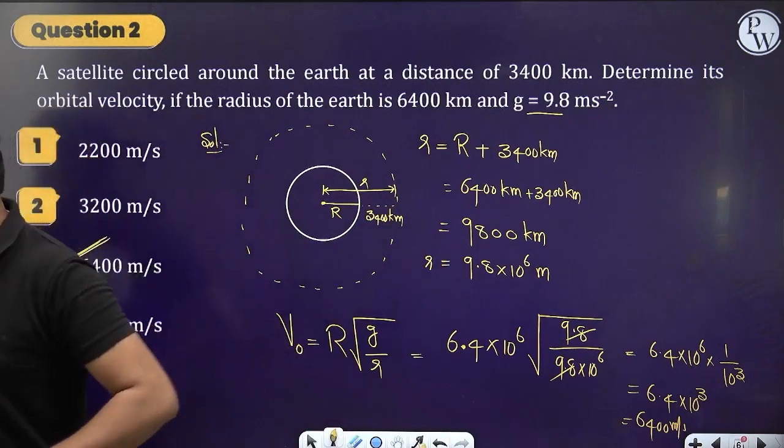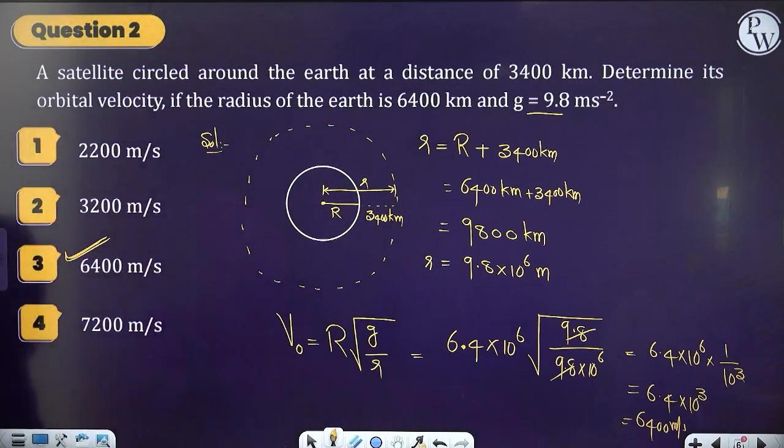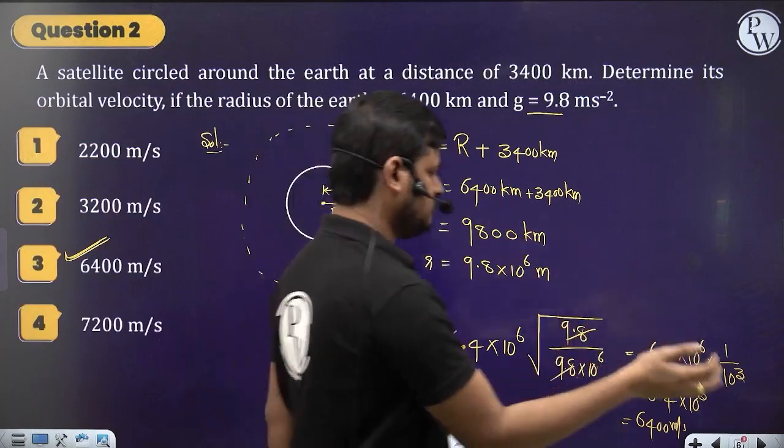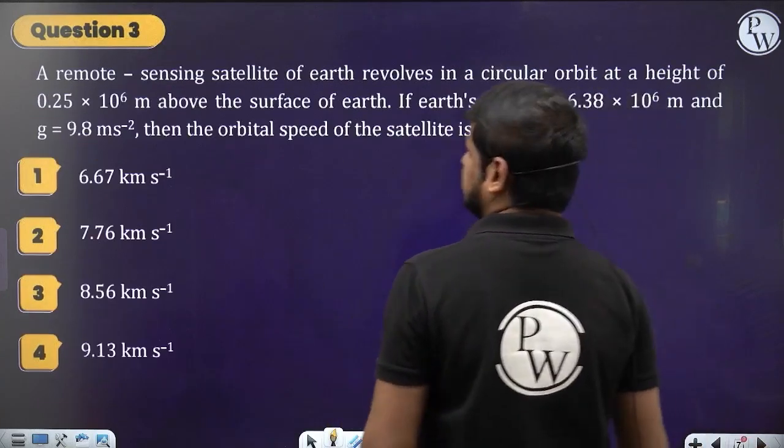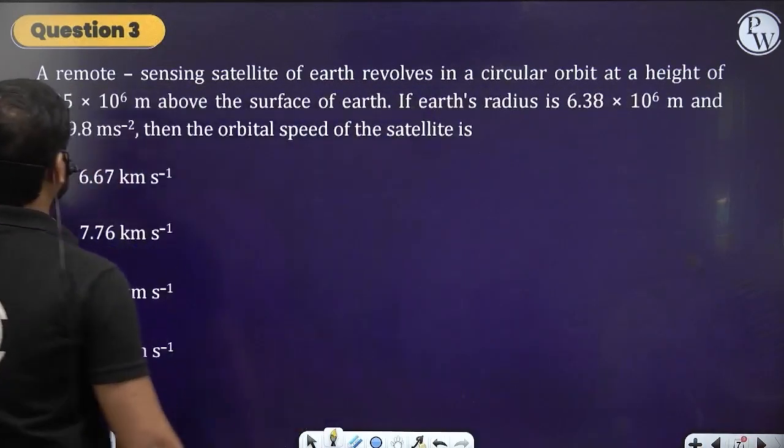Understood guys? Clear? Any doubt here? Simple concept. Just a formula based question. Sure. So let's move further. Chalo. We have one more question here, question number 3.